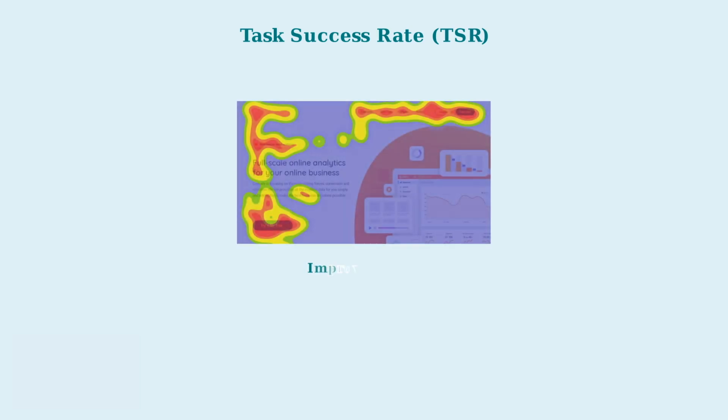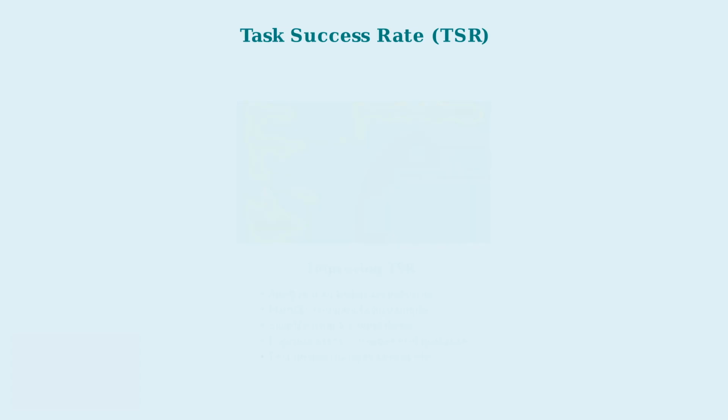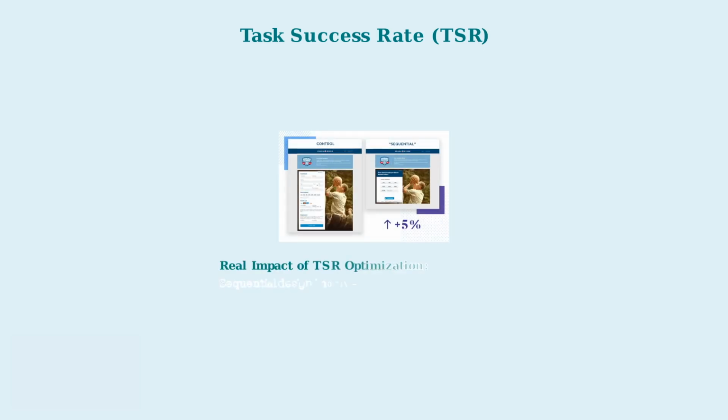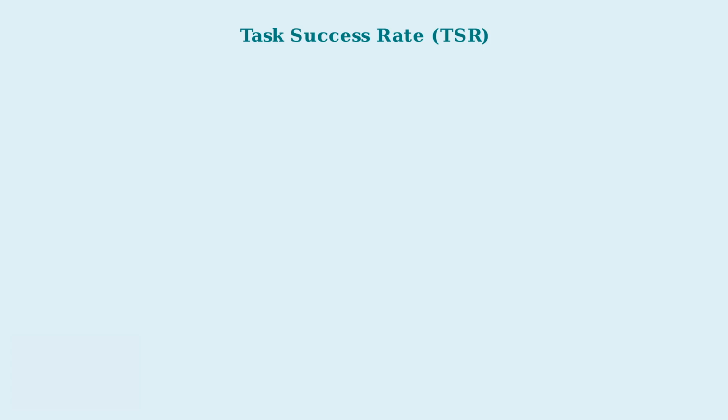Improving TSR requires identifying usability issues and addressing them systematically. Heat maps and user behavior analysis help us understand where users struggle. A/B testing allows us to compare different interface designs and measure their impact on TSR. Small changes can lead to significant improvements in task completion rates.